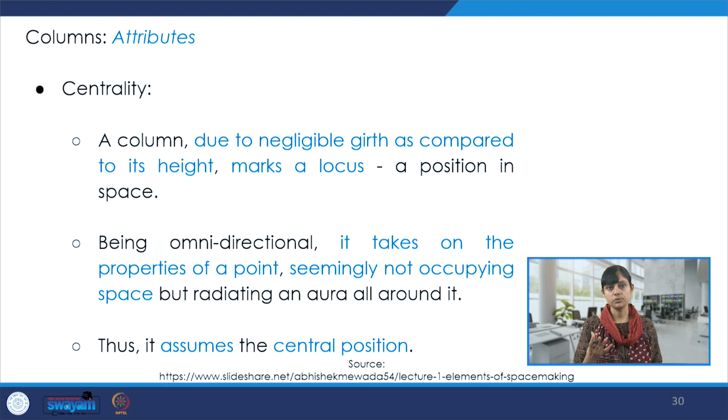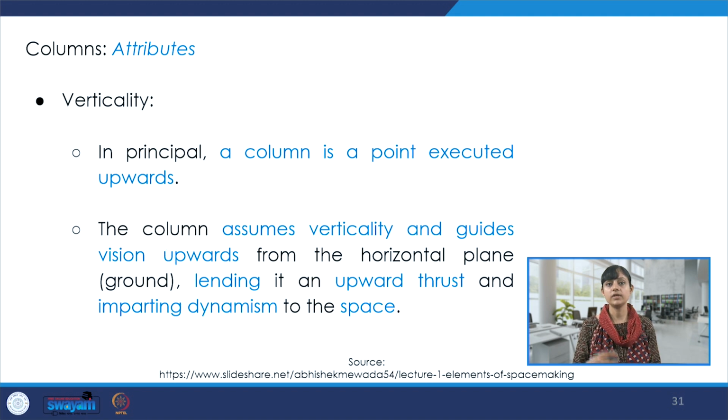So now the attributes, if we are talking about columns, the important one has to be centrality. Because of its negligible girth as compared to its height, the column becomes a positional space, it marks a locus, and it takes on the properties of a point seemingly not occupying space, and it assumes the central position. Talking about verticality, a column is a point executed upwards, and it guides vision upwards.